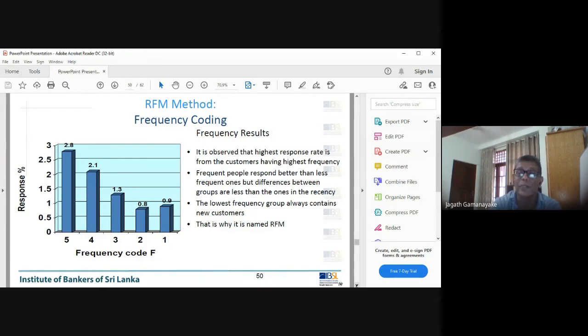Frequent people respond better than the less frequent ones, but the differences between the groups are smaller than those in recency. But there is a different set of people who respond. They are not recent, but the people who purchase a little more often are not the same customers. Okay, so you can understand. People who purchase frequently have a higher response.